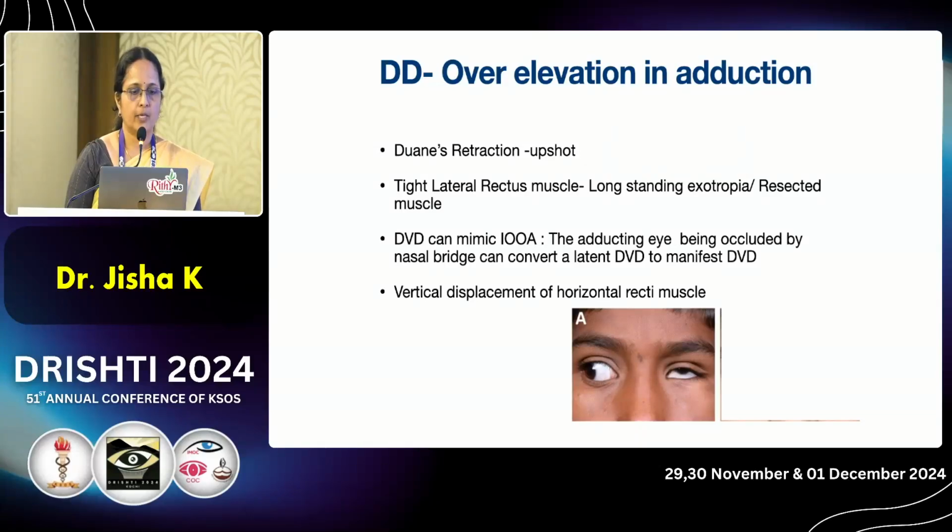No. You can observe the upshoot of Duane's retraction syndrome, but you can diagnose Duane's by other features. And a tight lateral rectus muscle due to a long-standing exotropia, or an over-resected muscle, also can produce an upshoot in adduction. And sometimes you have to know that with a DVD, when you are looking at version movements, the adducting eye may be occluded from the target by the nasal bridge, and you will get an overshoot of the adducting eye. That is DVD, not inferior oblique overaction. And a vertical displacement of the horizontal recti muscles, especially after a surgical procedure, can also mimic an inferior oblique overaction.